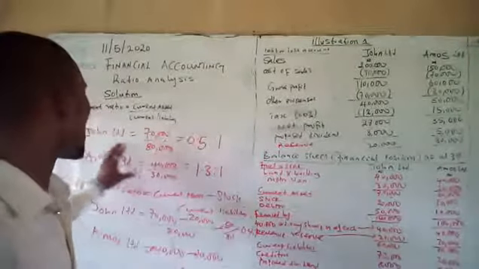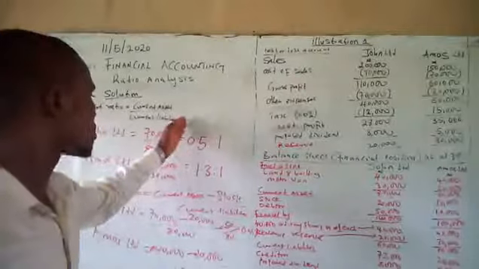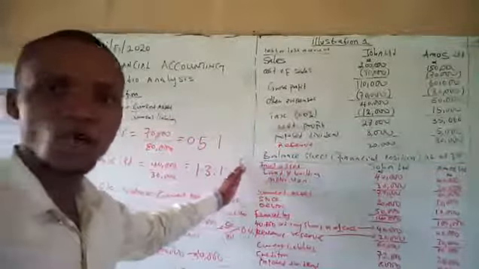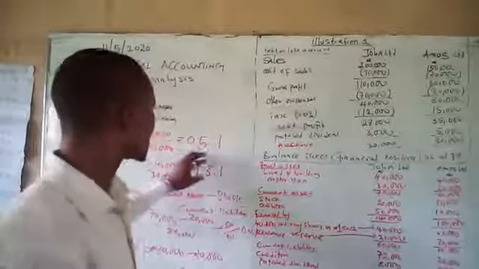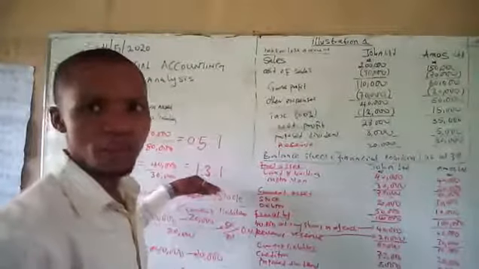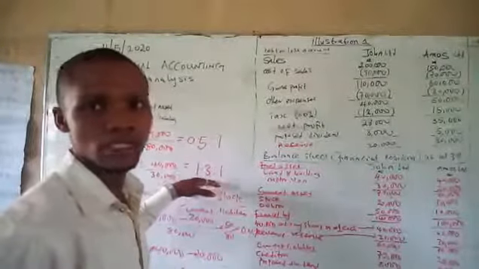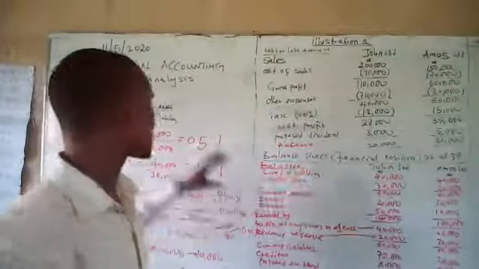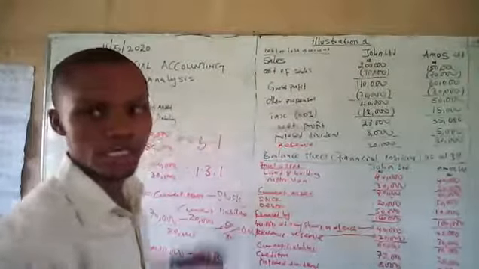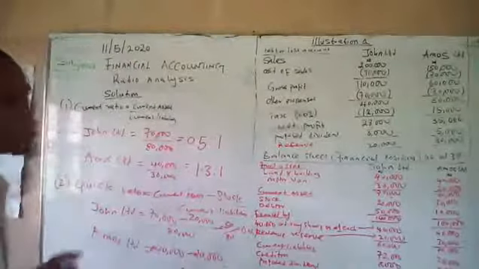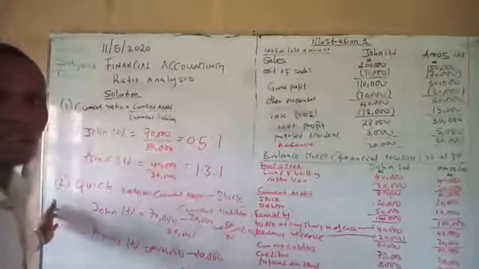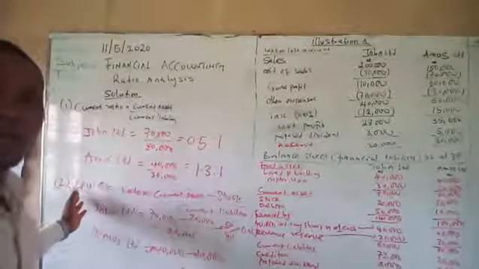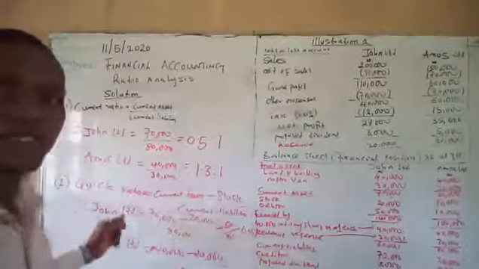Although both companies' current ratios are below the requirement of 2:1, Amos Limited's ratio is still far better than that of John Limited. So this is the current ratio, and this is what we call the quick or acid test ratio.